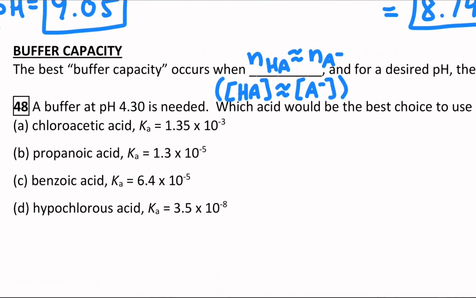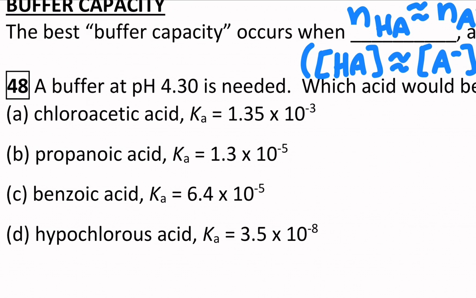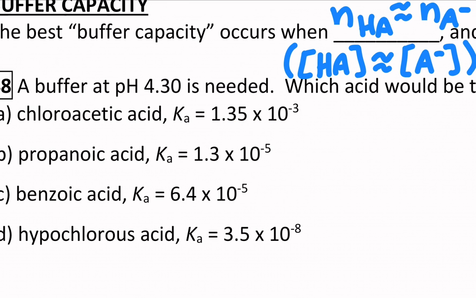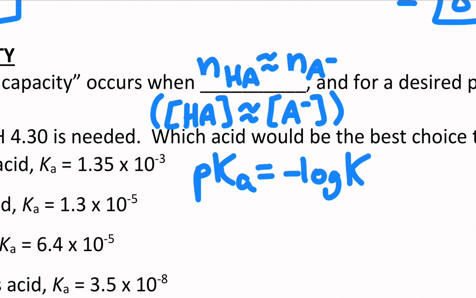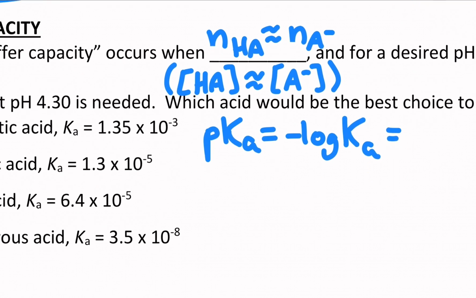So how do we pick buffers? Well, it's based on the parent acid when we're picking buffers because it's the Ka value that tells you. So if I want a buffer of 4.3, then I need a pKa to be roughly equal to 4.3. And if we approximate what the pKa is for each of these, remember the pKa is just the negative logarithm of the Ka. And we could even plug it into some of these values.